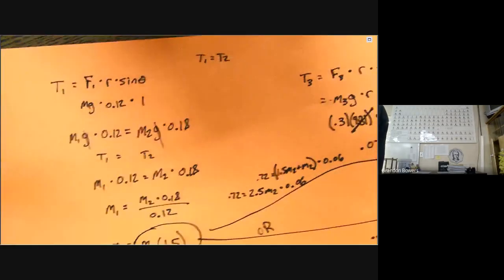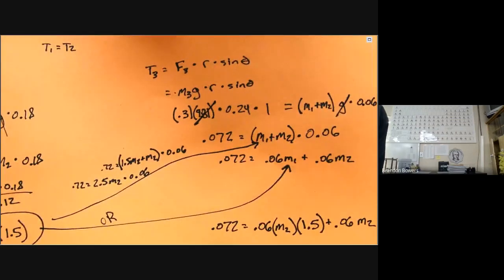Then what you can do is look at torque 3. I think the meat was on that side. So torque 3 is equal to force R sine theta, then force of gravity, mass times gravity, times R sine theta. Then when you plug in all your numbers, that had to be equal to the two masses, gravity again, times the radius on that side. So when you're trying to picture it, it looks something like that. And then down here was the two that we don't know. So all of this had to equal all of that. And that's what that's representing. Okay.